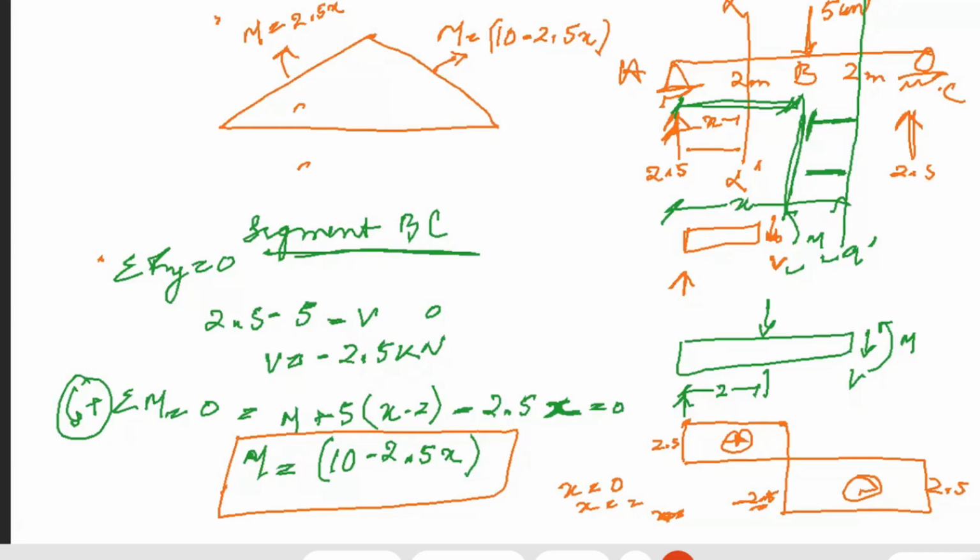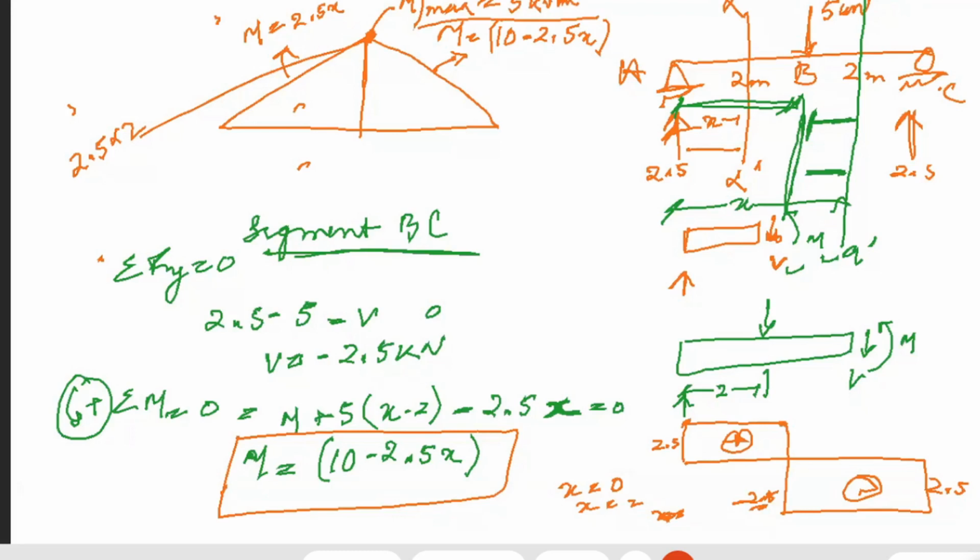And your maximum moment will be at which point? At this point. You will be having M max. You can easily calculate that M max. M max will be how much? It will be simply 2.5 multiplied by 2. 2 is the distance, that is 5. This is equal to 5 kilonewton meter. No, it's kilonewton meter.